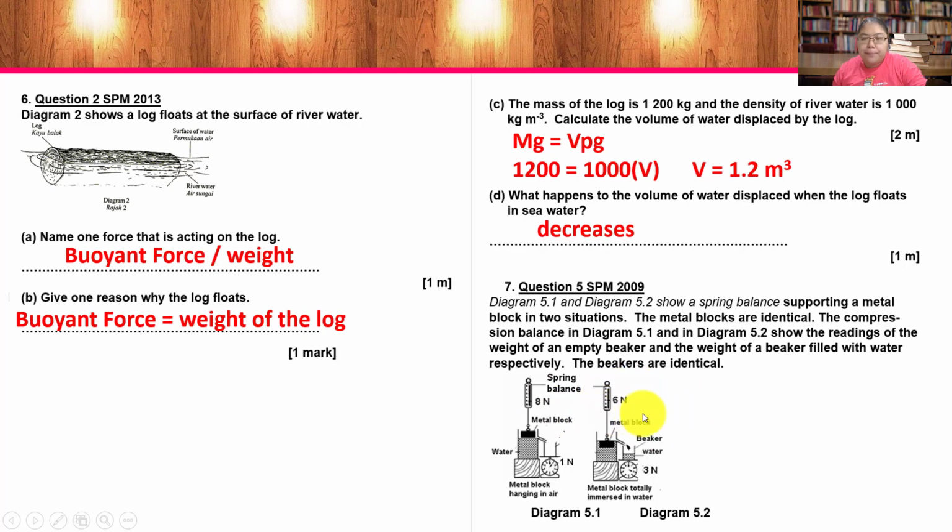This one we call apparent weight. Okay, apparent weight. Then the weight of the liquid displaced we can say is the buoyant force. So from here, I can conclude 8 Newton actual weight, 6 Newton apparent weight. Buoyant force is how many? 8 minus 6, there's 2 Newton. Okay, so after you understand the question, then we go and see what they want to ask.